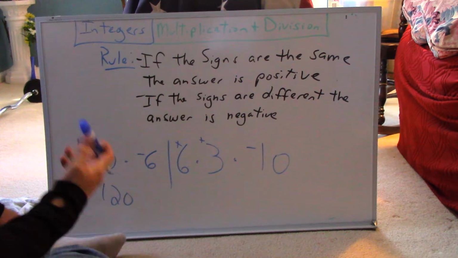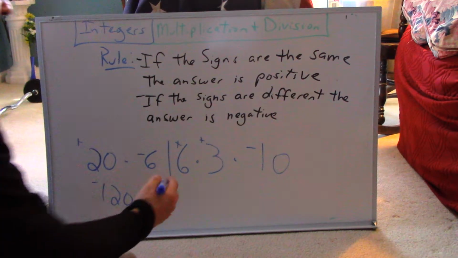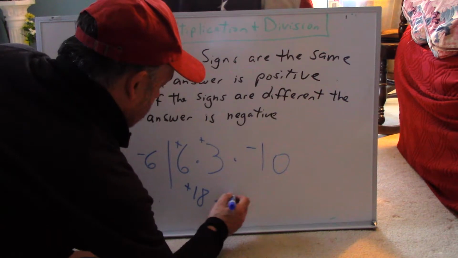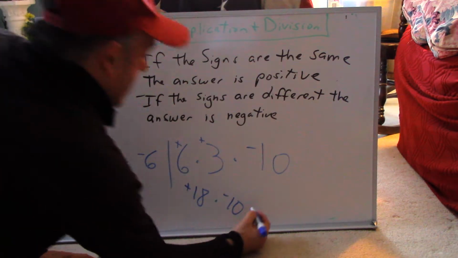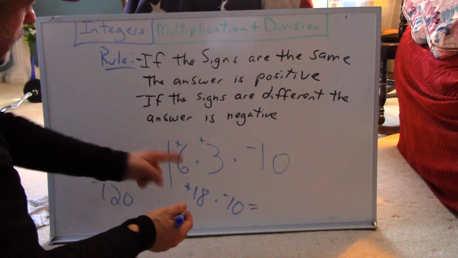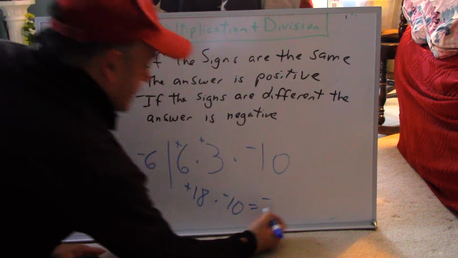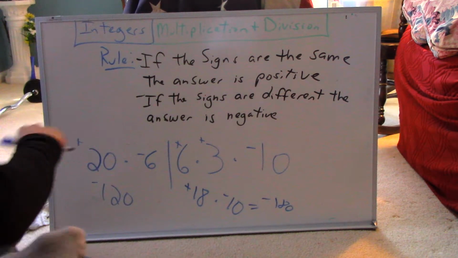Now this we have to do. 6 times 3 is positive 18, because they're both the same. Then we multiply it by a negative 10. That's easy, but we know the sign will be negative because they're different. So it's 1 times 18, which is 18, and a 0, so it's negative 180. Sorry about that, it's a little crooked.